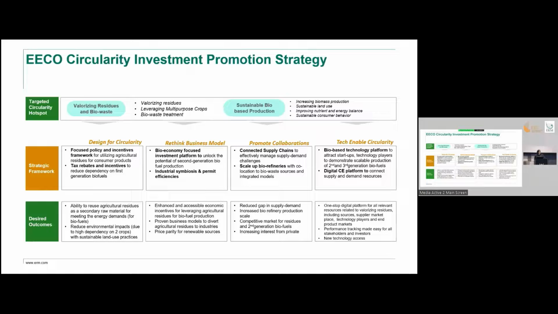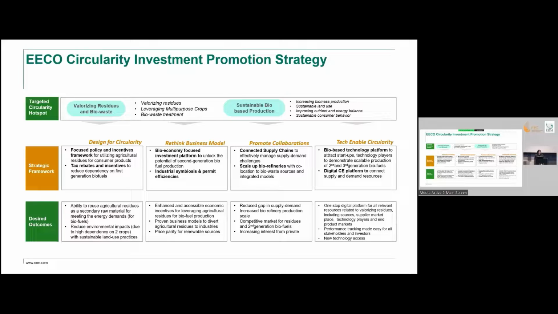The first is design for circularity. Here, we are focused on policy and incentives framework and creating additional tax rebates and incentives to reduce the dependency on first generation biofuels. Rethinking of business models, where it is very much required for ECO to unlock the value sitting in residues and bio-waste, and creating industrial symbiosis and permit efficiencies to leverage the existing policies and divert it for fast growth.